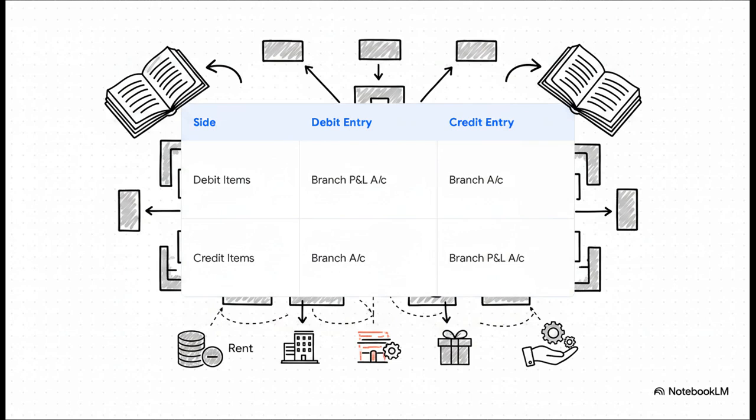Now, just like we did with the trading account, we painstakingly move every single P&L item. For debit items like salaries, rent, or depreciation, you're going to debit the branch profit and loss account and credit the branch account. For credit items, like any income or maybe some discounts received, you debit the branch account and credit the branch profit and loss account.